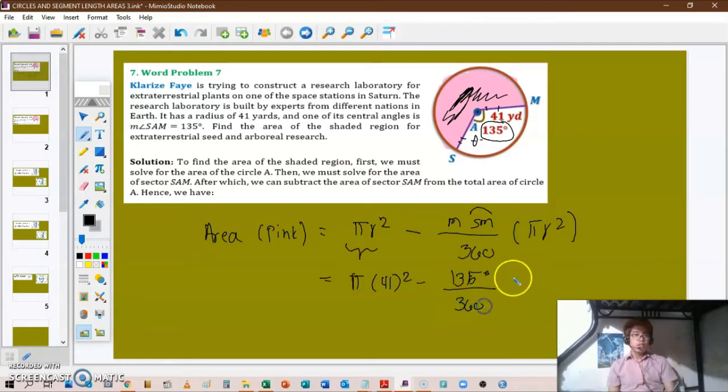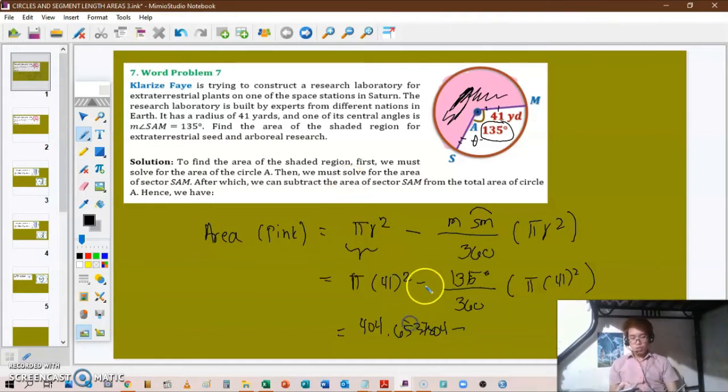All over 360 multiplied by the area of the circle, which is pi multiplied by 41 squared. So this is going to give us 41 squared pi, which gives us 404.6537804, minus the area of the circle multiplied by 135 all over 360.